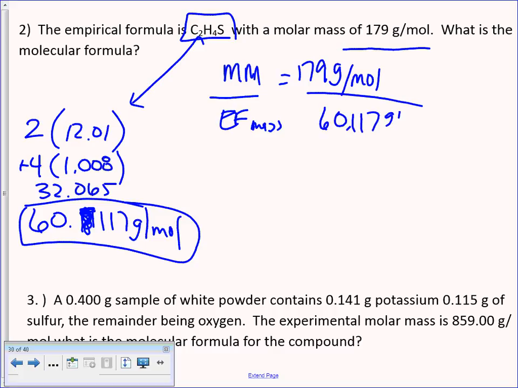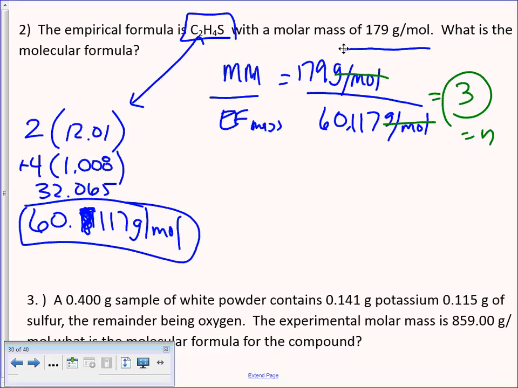60.117 grams per mole. What units cancel? Grams per mole. And that makes sense because a multiplier is a number, not a unit. It doesn't have a unit. So what's 179 over 60? 2.97, which is approximately 3. That is the multiplier. This is n.